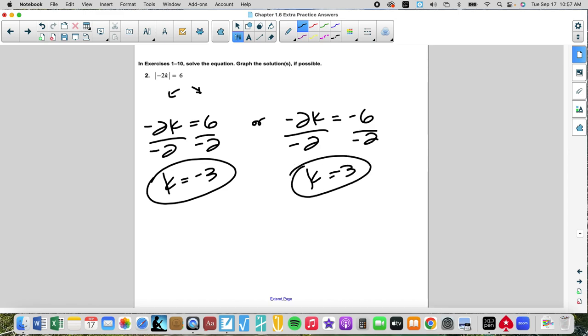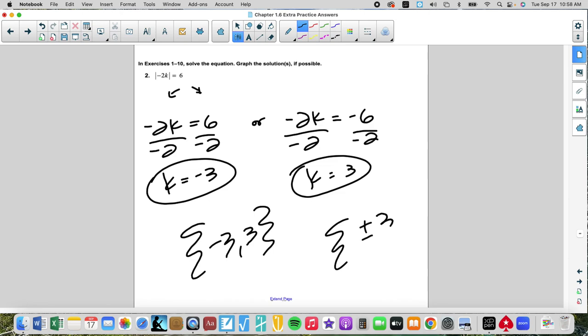And we can check. Negative 2 times negative 3 is positive 6. Absolute value of positive 6 is 6. And if we plug in positive 3, we would get negative 2 times positive 3 is negative 6. The absolute value of negative 6 is 6, and that would be another good solution. So students can write this, and then in high school, a student might write plus or minus 3. That is a plus or minus sign. It represents both solutions. Nice, eloquent, beautiful way of writing a solution.